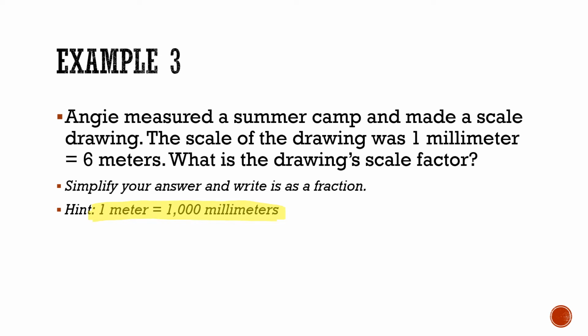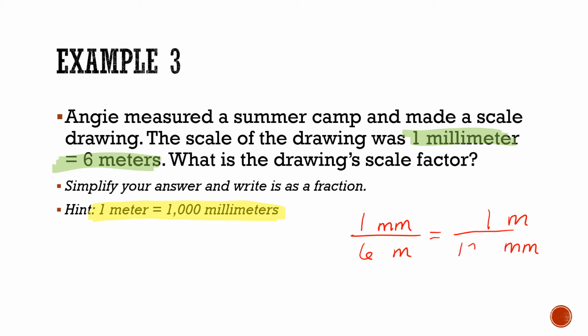It says Angie measured a summer camp and made a scale drawing. The scale of the drawing was 1 millimeter equals 6 meters. Okay, so we're going to write that in a ratio. 1 millimeter over 6 meters. Remember, since we're doing the scale factor this time, we're going to write our units opposite so they'll cancel. I'm going to use what I've highlighted here in yellow. 1 meter is 1,000 millimeters.